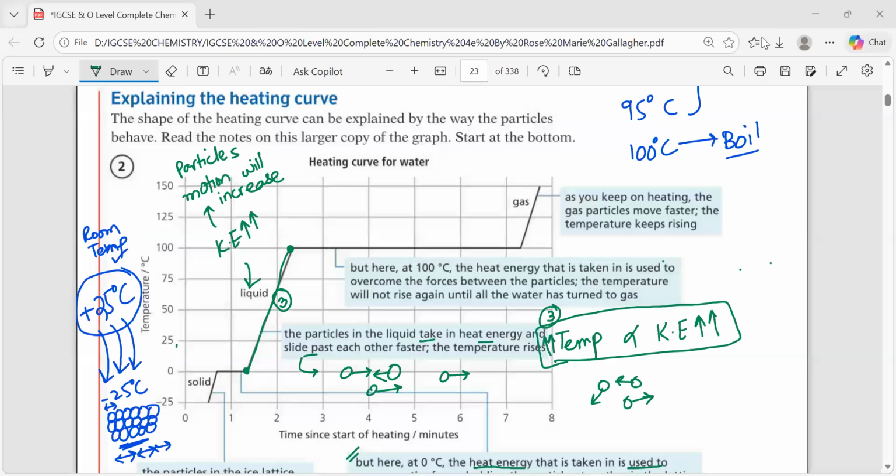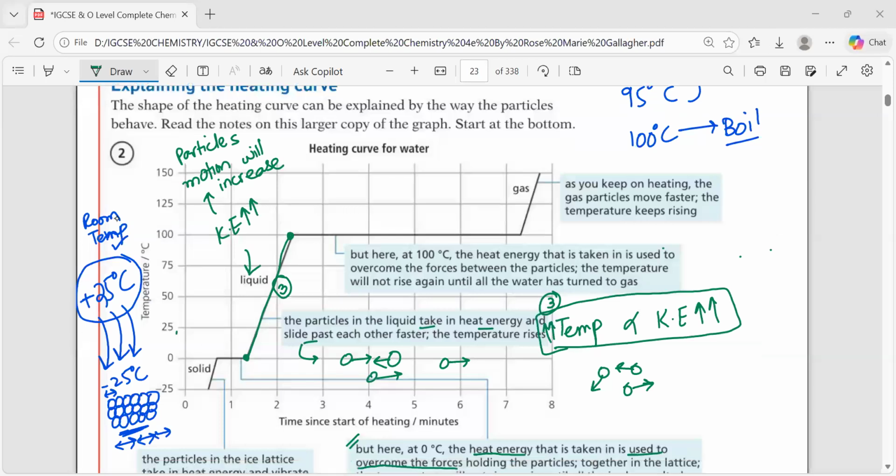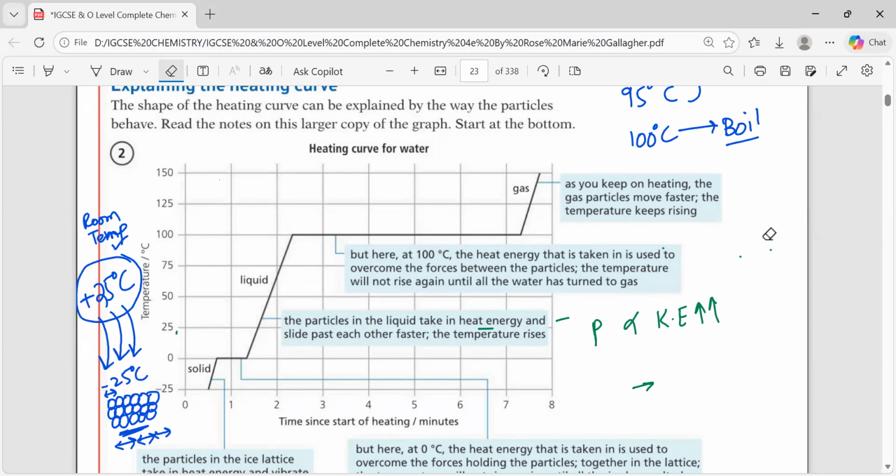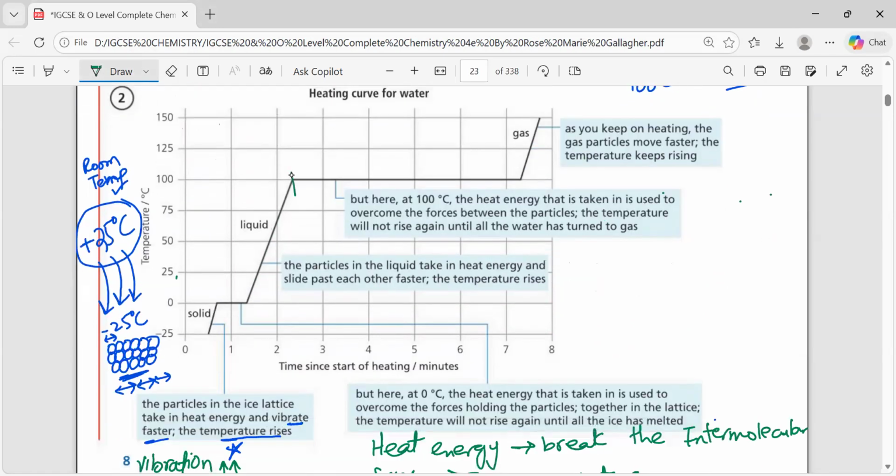Now in the point number 4, what will happen at 100 degrees Celsius? Just like 0 degree, the examiner can ask the question. It is a very common, most repeated question in the exams, that why at 100 degrees Celsius the temperature will not rise for a few minutes. If you see from maybe 2.5 minutes till 7.5 minutes, for approximately 5 minutes, the temperature remains 100 degrees Celsius. It is not further increasing.